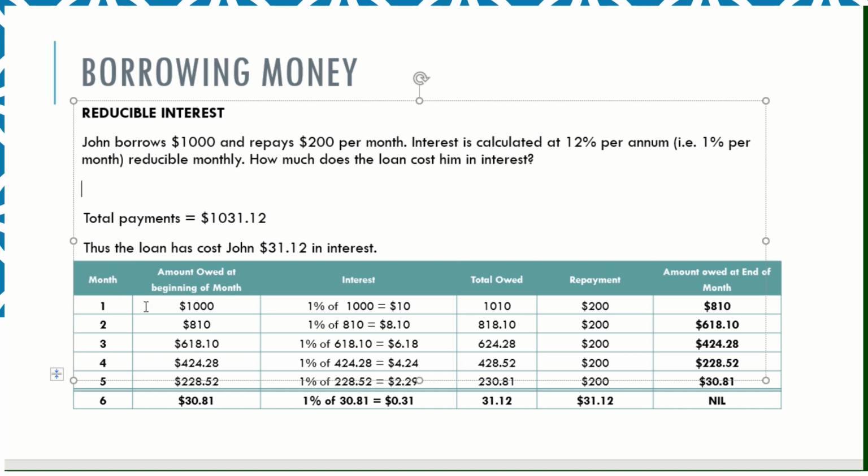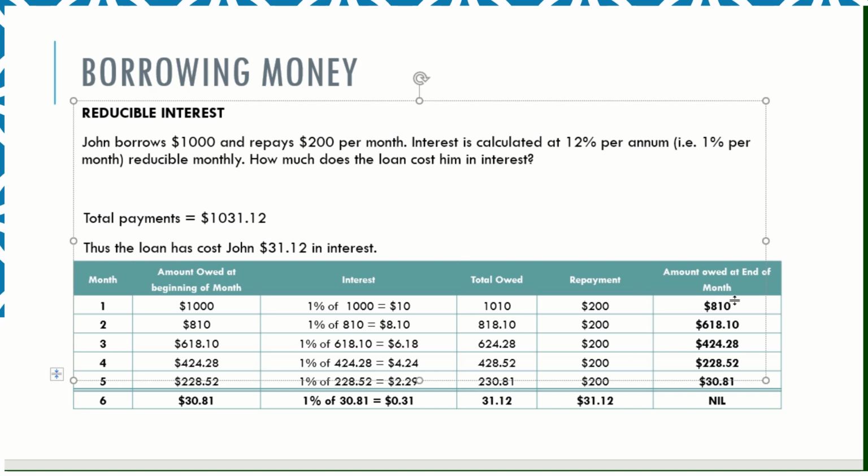All right, first one. Amount owed at the beginning of the month is 1,000. Do you see that? 1% interest is $10. Okay? Total owed 1,010. Do you understand? How much are you paying back every month? 200. So this 200 will reduce. You understand what I'm saying? So minus 200, that's why it's called reducible interest. Every time you pay, it will reduce by that much. So 1,010 was after interest, right?